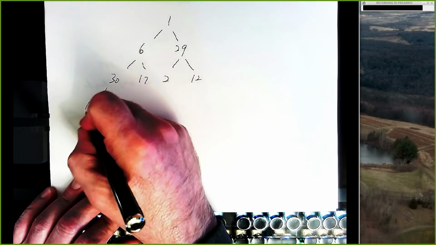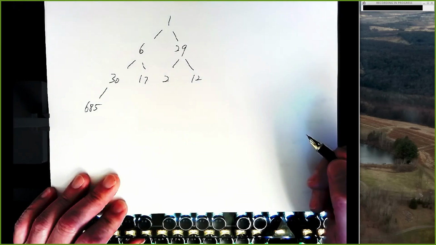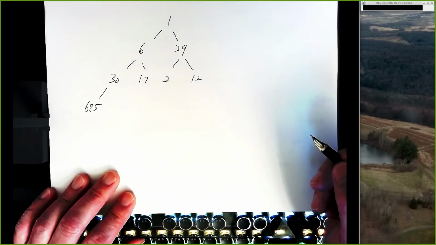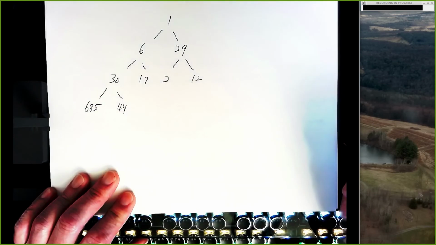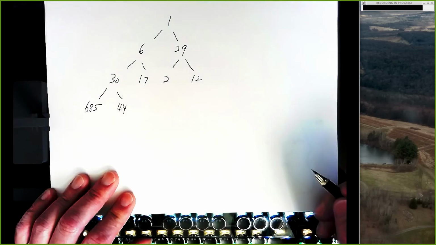685. Can you hear me now? 685. Yeah, I can hear you now. Okay. I'll go with 44 because it's 244. You know I'm going to go play the lottery with these, right?